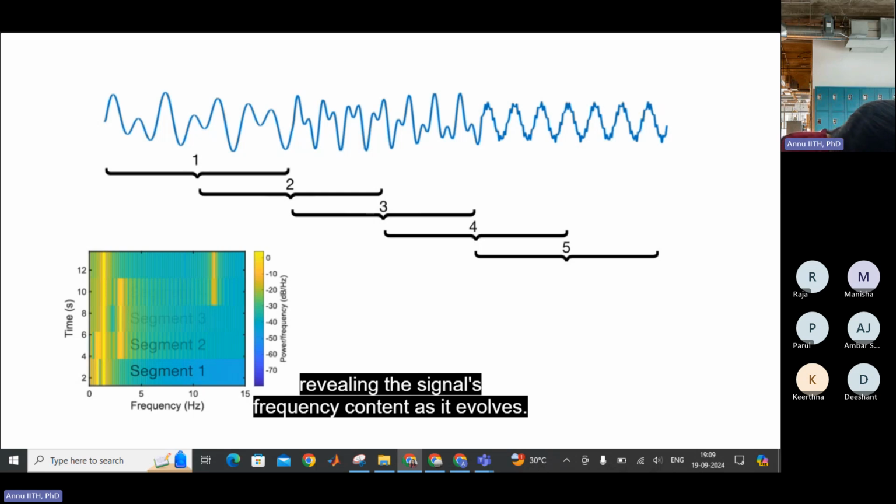Can anyone tell me? Because see, we are having the values in terms of segment 1, segment 2, and segment 3, and the time is only affecting here. Okay, the signal's frequency content as it evolves.